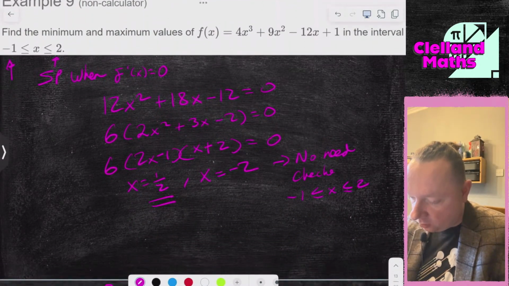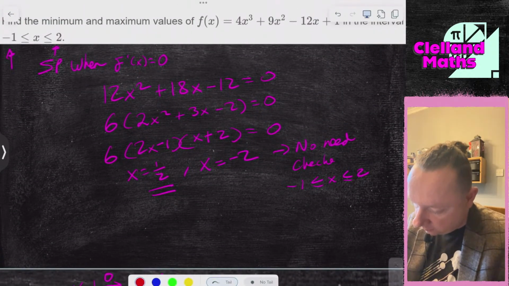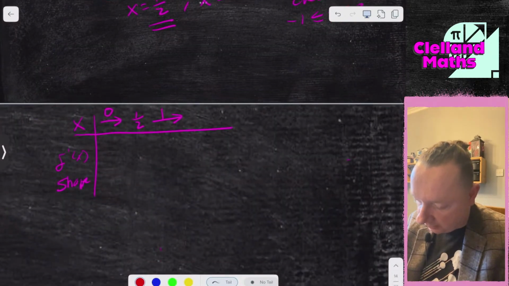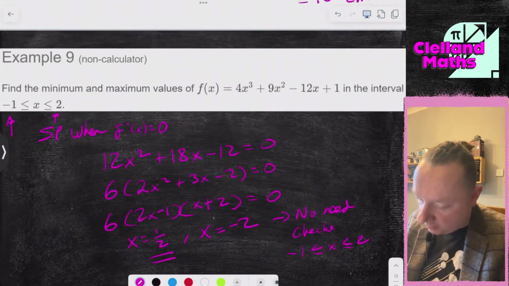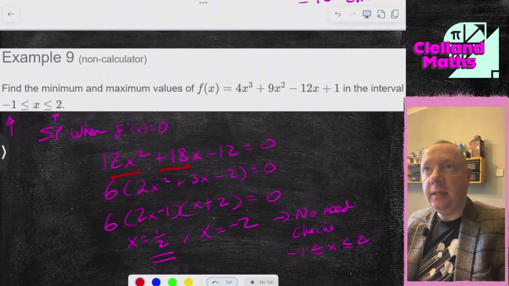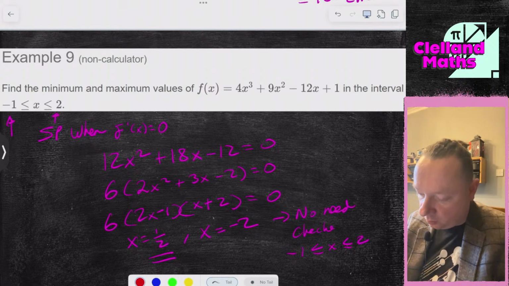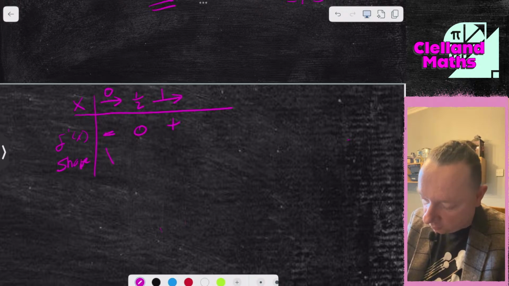So at 0, where's our f dash x? It's here, or we can pick here. But at 0, we get 0, 0 minus 12, that's negative. And at 1, we get 12 plus 18, that's 30. 30 minus 12, that's positive, isn't it? So that means that we're going along, down and up. So x equals half is a min turning point.